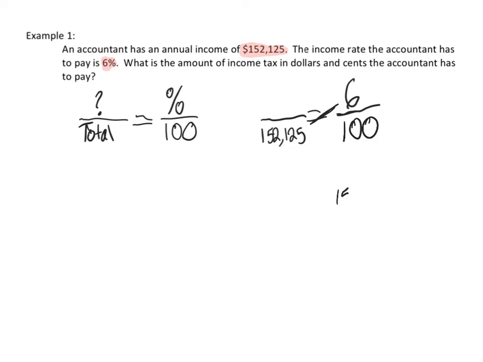So we have 152,125. We're going to multiply by 6. So that's 5 times 3 is 30. 5 times 6 is 30. 6 times 2 is 12, plus 3 is 15. 6 times 1 is 6, plus 1 is 7. 6 times 2 is 12, carry the 1. 6 times 5 is 30, plus 1 is 31. Here the 3. 6 times 1 is 6, plus 3 is 9. So we get 912,750. And now we have to do the next step.